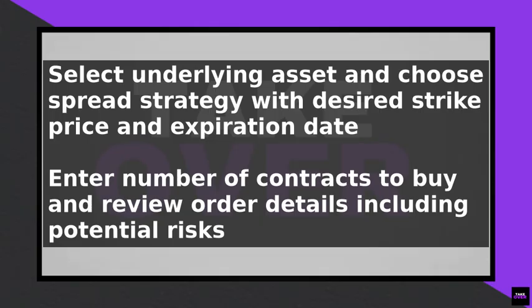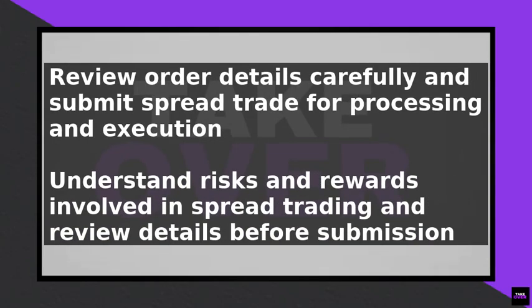Once approved, you can place a spread trade by selecting an underlying asset, choosing a spread strategy, and selecting the desired strike price and expiration date. You will also need to enter the number of contracts you want to buy and review the order details, including potential risks and rewards. After reviewing the details, you can submit your spread, and it will be processed.